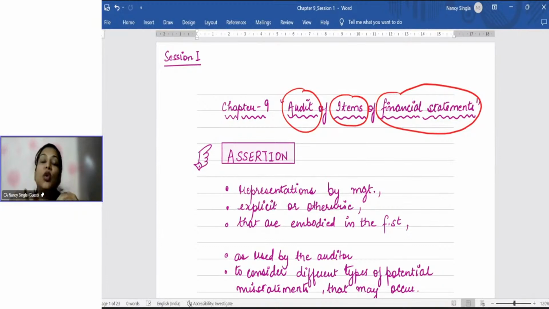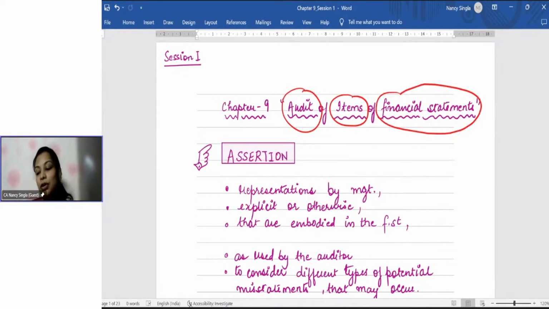You have studied in detail the definition of audit in chapter number 1, that audit is an independent examination of financial information of any entity, whether profit oriented or not, irrespective of its size and legal form, where such an examination is conducted to express an opinion thereon, right? Of items of financial statements.